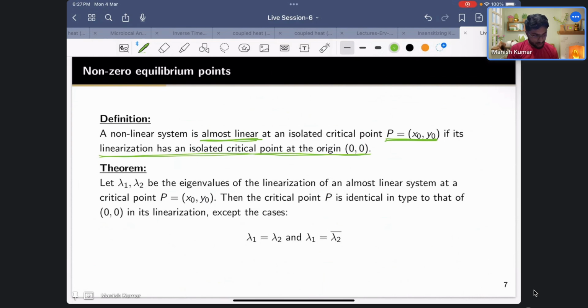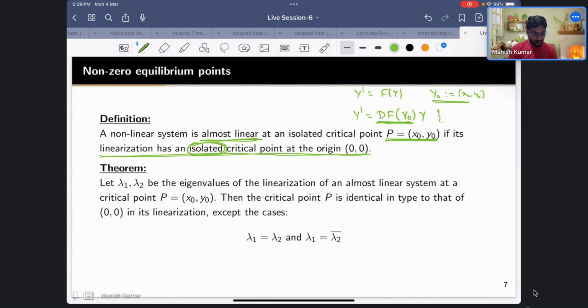So suppose you are given y' = f(y), this is your non-linear system, and you know that y0 is an equilibrium point, let's say. Then this system is called almost linear at this equilibrium point if the linearization, y' = Df(y0) y, this linear system, has 0 as an equilibrium point, and that should be isolated. That is the main part, it should be isolated.